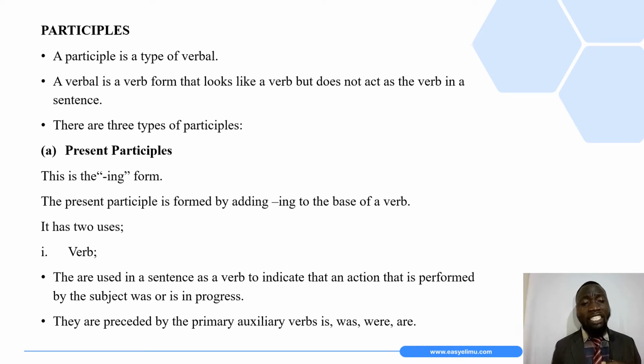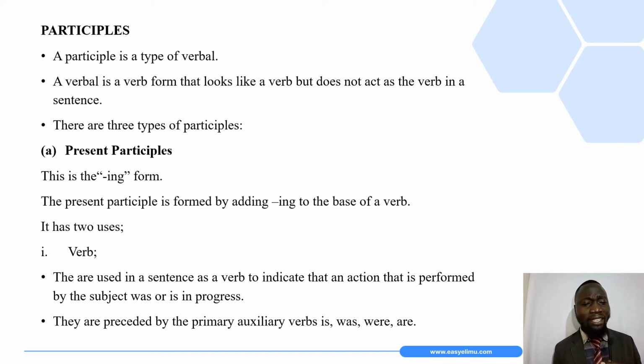So present participles have got two uses in sentences. The first use is that we can have them function as verbs. So when they are used in sentences as verbs, they indicate that an action that is performed by the subject was or is in progress. So they are preceded by the primary auxiliary verbs is, was, were, and are.